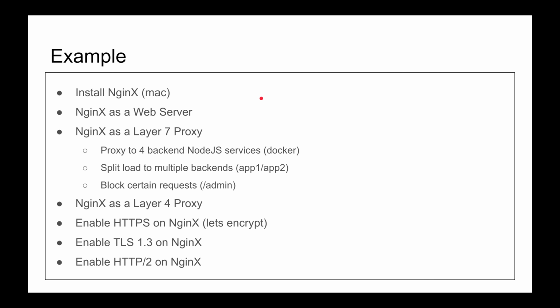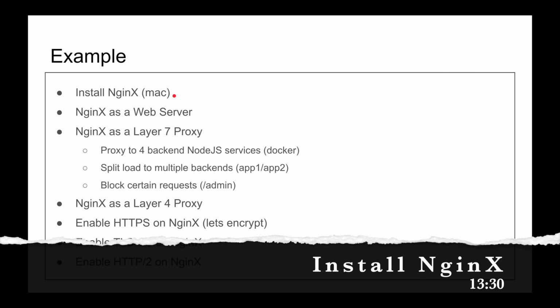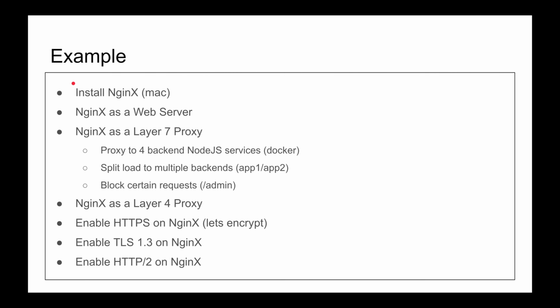All right, here's what I'm going to do. I'm going to install Nginx. I have a Mac, so this tutorial will be on top of my Mac. But this is the only step that will differ for you. If you have Windows, find how you install Nginx for Windows. It could be as easy as just downloading a zip file and extracting it.